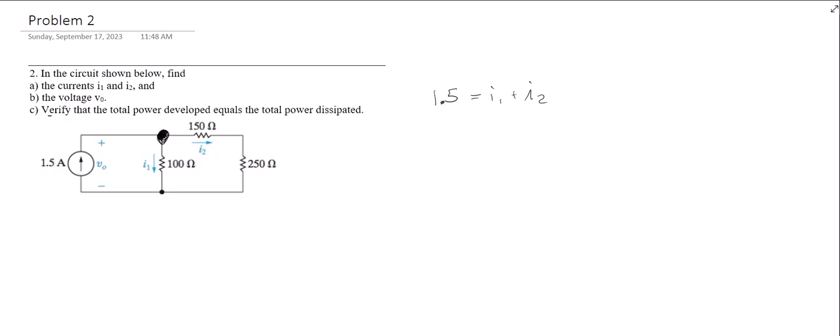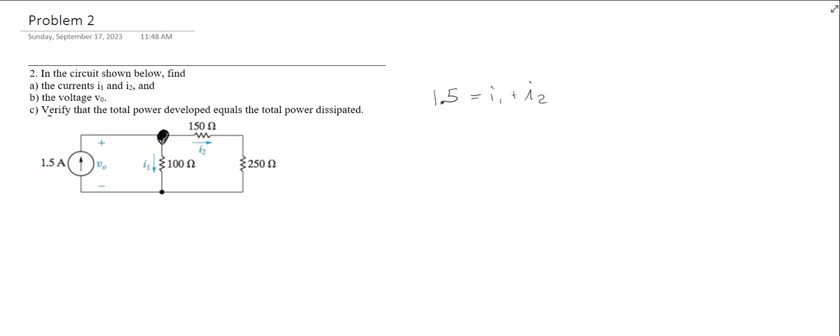So doing KCL again won't help me, because if I were to try to use KCL again, say at this node, well, what would I have at that node? At this node, I'd have that the currents coming in are I1 and I2, and the current going out is 1.5. Well, that doesn't help me because that's exactly the same equation that I had before. So I need to use KVL and not KCL.